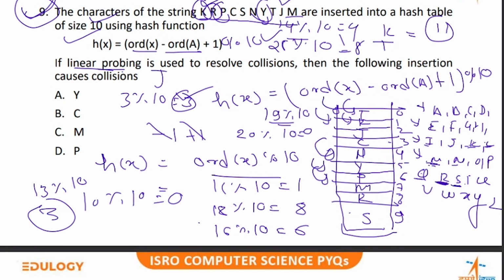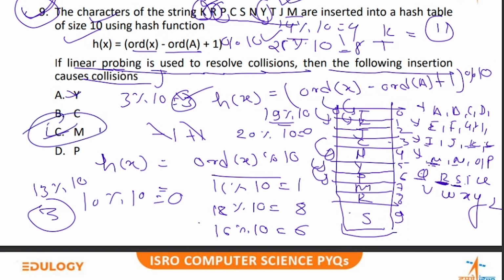What they are asking in the question: if linear probing is used to resolve collision, then which of the following insertions causes a collision? What is causing the collision? M is causing it, right? So C will be your right answer. Got it?